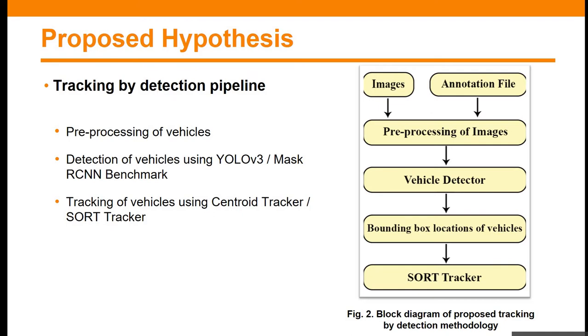The proposed hypothesis is basically based on a tracking by detection pipeline. It consists of three main stages. The first stage is the pre-processing of vehicles. The second stage is applying a vehicle detector. We are using mask RCNN benchmark and YOLO v3 for detection of vehicles, which will give us the bounding box locations of vehicles. These bounding box locations are passed to a SORT tracker which will track the bounding boxes.